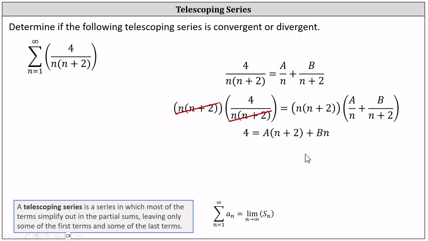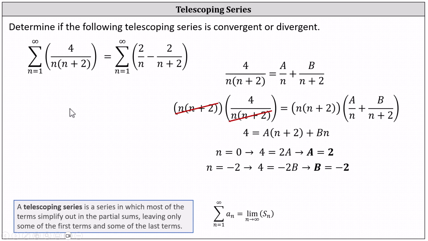And now we select convenient values of n to determine the values of a and b. For example, notice when n is 0, b times n would be 0, giving us the simple equation 4 equals 2a, and therefore a equals 2. And now we'll select n equals negative 2, because negative 2 plus 2 is 0. When n is negative 2, we have the equation 4 equals negative 2b, indicating b equals negative 2. Now we know 4 divided by the product of n and n plus 2 is equal to 2 divided by n plus negative 2 divided by the quantity n plus 2, or just minus 2 divided by the quantity n plus 2. Now we'll write the formula for the telescoping series in this form.